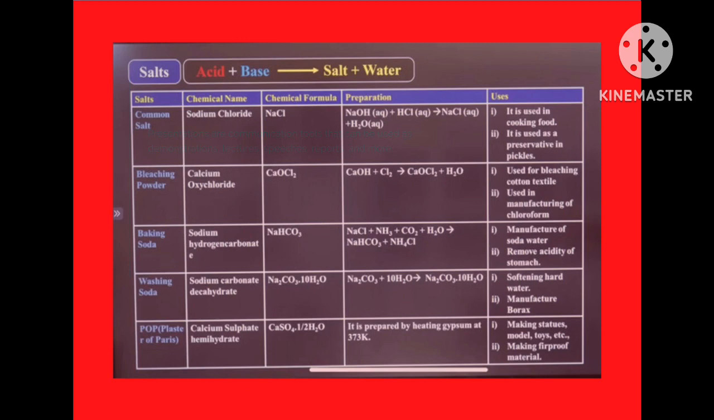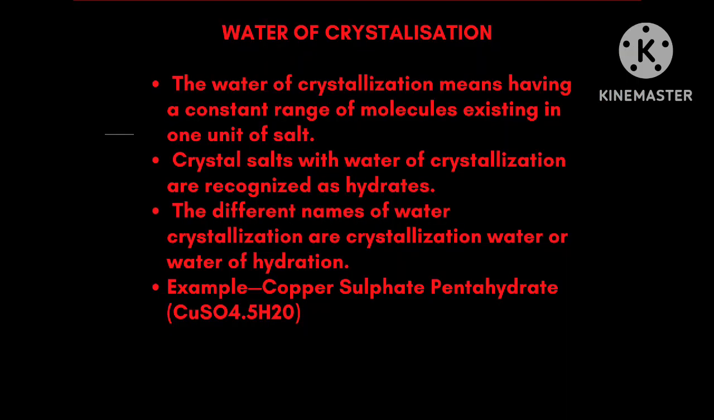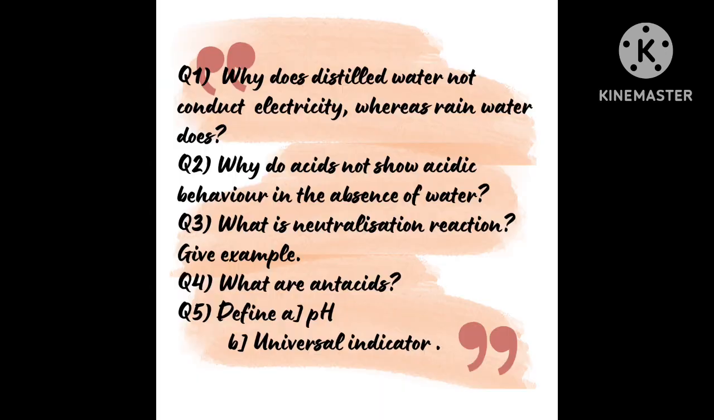As we have seen, a lot of salts contain water molecules with them. These water molecules are called water of crystallization. The water of crystallization means having a constant range of molecules existing in one unit of salt. Crystal salts with water of crystallization are recognized as hydrates. The different names of water of crystallization are crystallization water or water of hydration. Example, copper sulfate pentahydrate CuSO4·5H2O. Now, as we finish the chapter, it's quiz time.